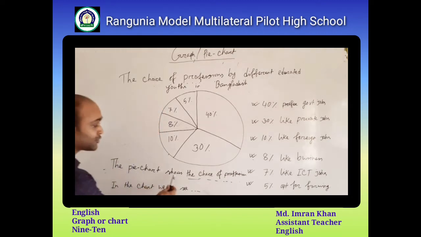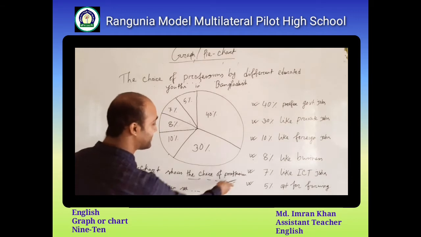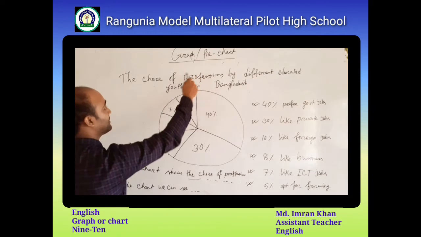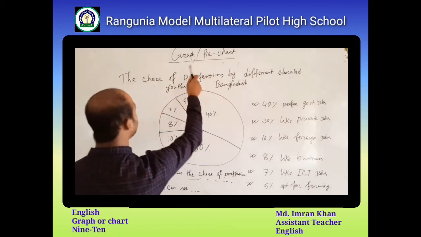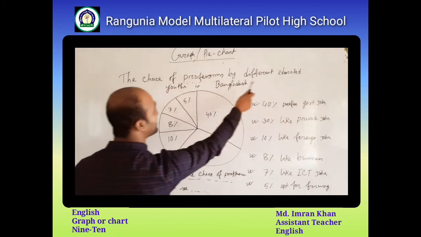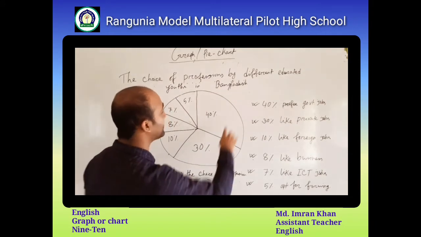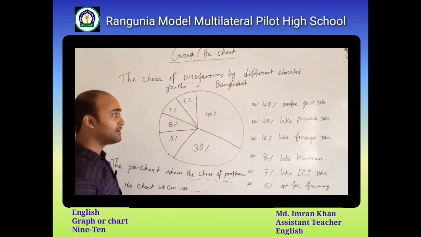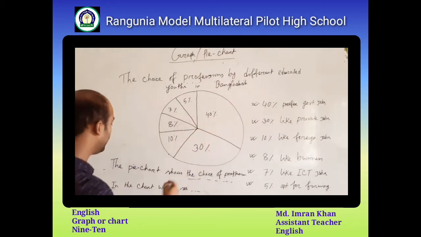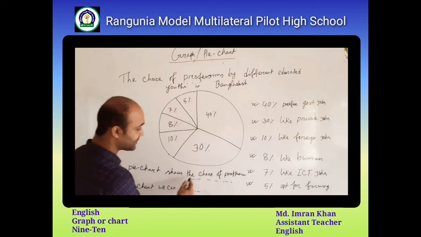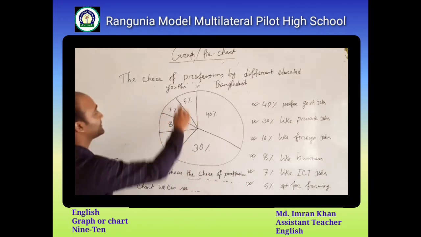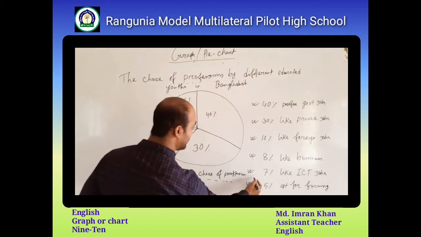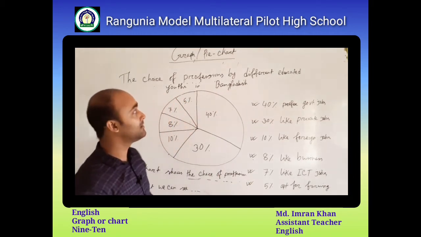The pie chart shows the choice of profession. The subject matter is always given in the question. The pie chart shows the choice of profession by different educated youths in Bangladesh. This is the question for you, and you have to start the description of the chart in this way. So this will be the first line of the pie chart description.